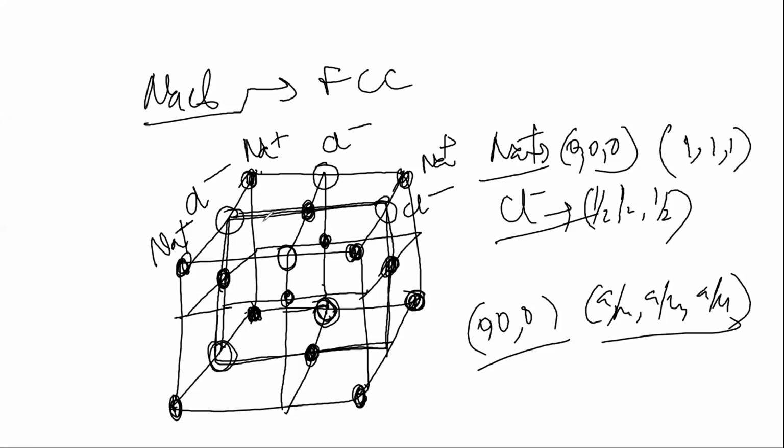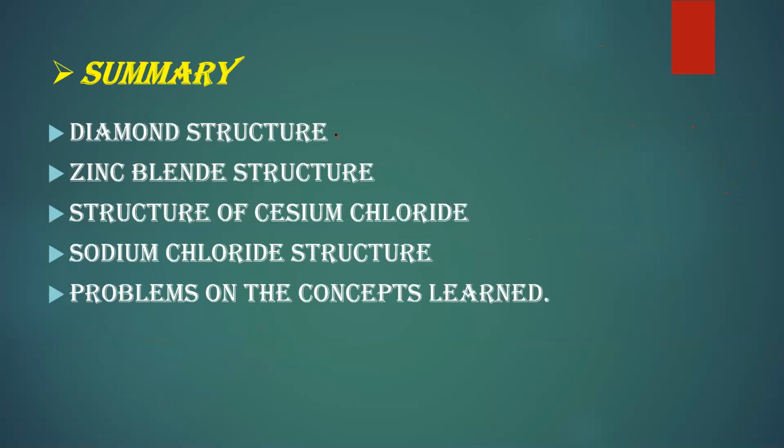Let me clear the board and go to my PPT. See here, what is the summary? We have learned the diamond structure, zinc blende, the structure of cesium chloride, CsCl, and the structure of sodium chloride, NaCl. Problems on these concepts I will explain later in the next session. I will take the problems when I am explaining X-ray diffraction. Let us go for this topic.